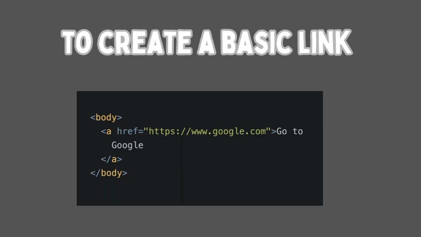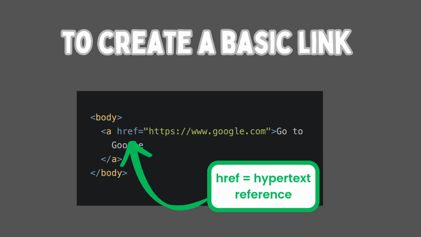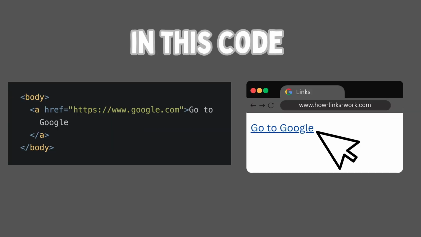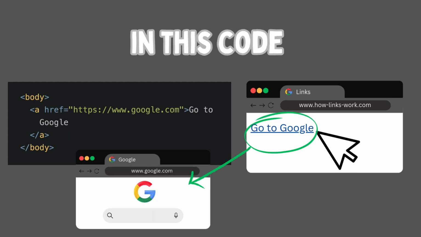To create a link in HTML, we use the A tag. The A tag stands for anchor, and it needs a href attribute to work. The href attribute holds the URL of the page or section you want to link to. In this code, we're using the A tag to create a link that says "go to Google." When clicked, it will take us to google.com.